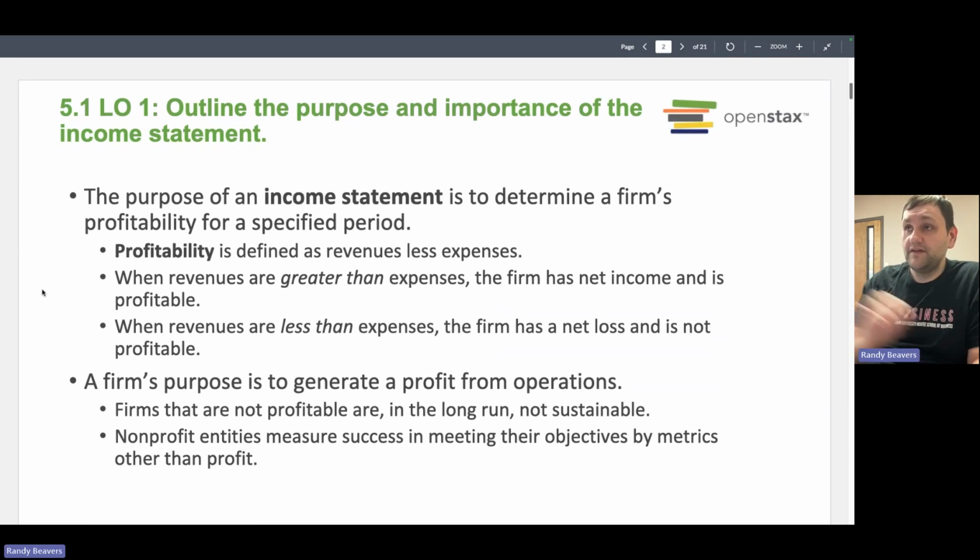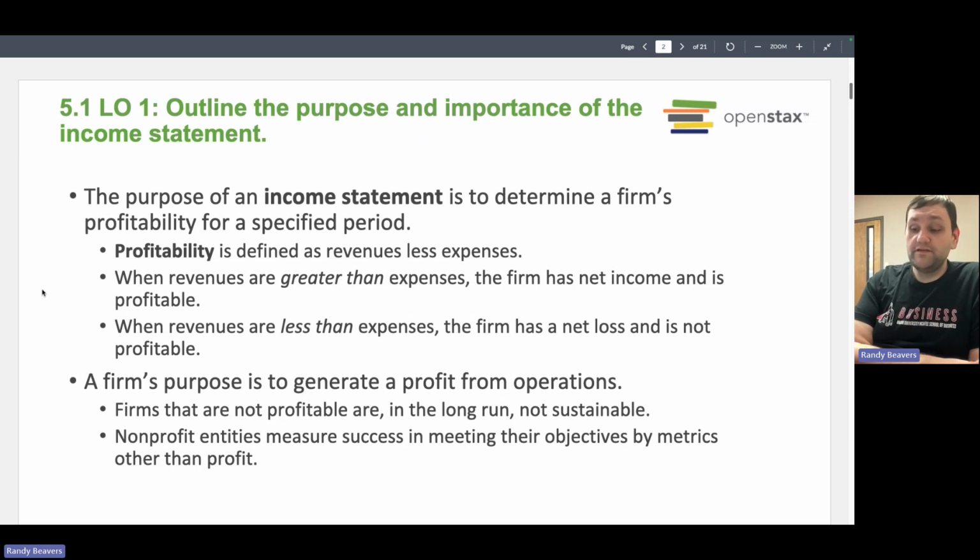So our learning objective here, we want to outline the purpose and importance of the income statement. So the purpose of the income statement is to determine a firm's profitability for a specified period of time. What we mean by profitability is revenues, or the amount of money we're bringing in, and the expenses, the cash that's leaving our hand in terms of things we're having to pay for. So it's revenues less expenses.